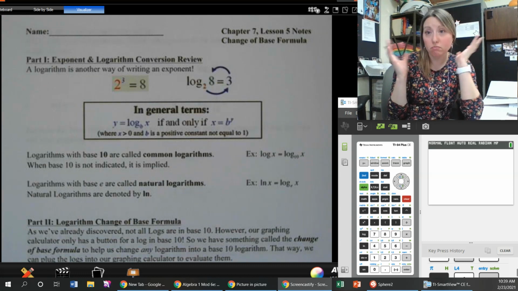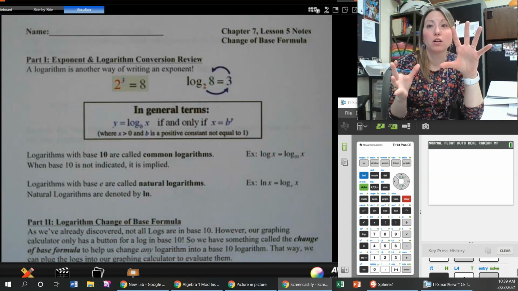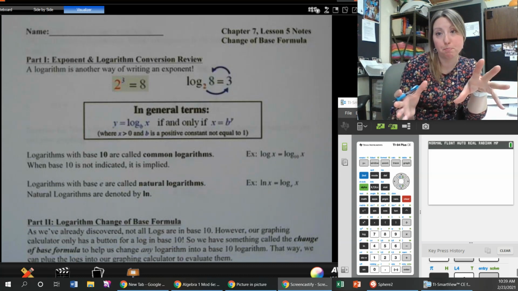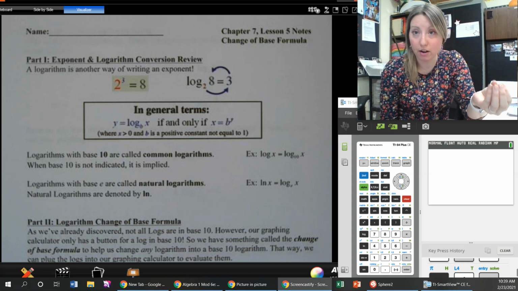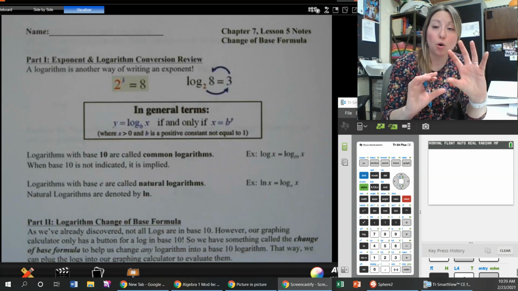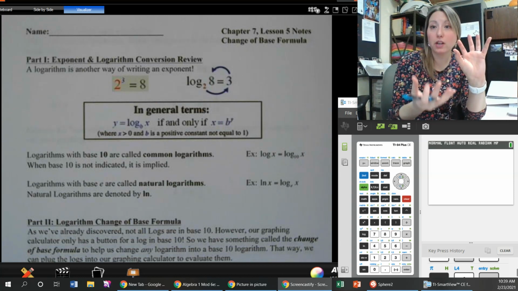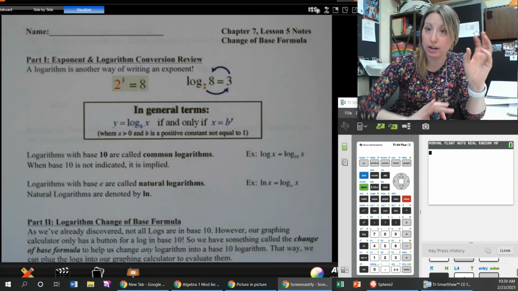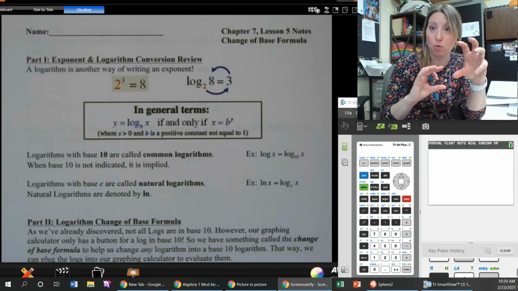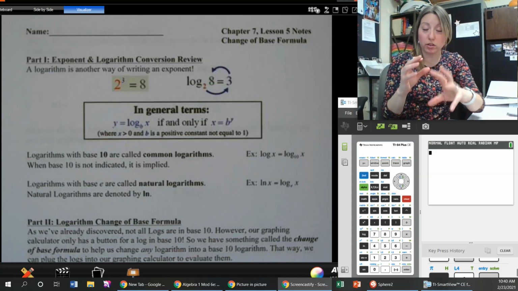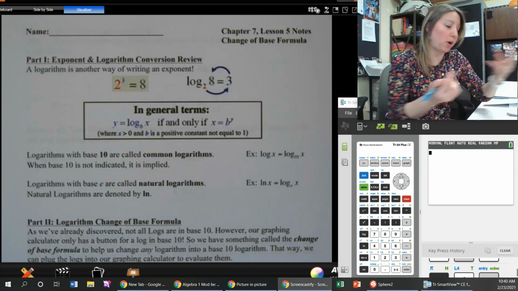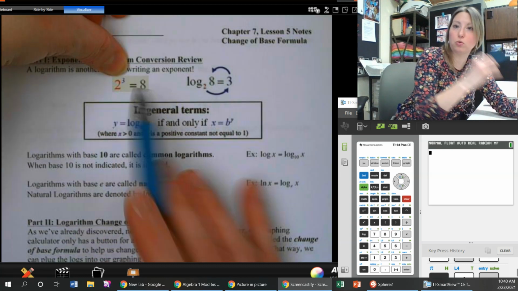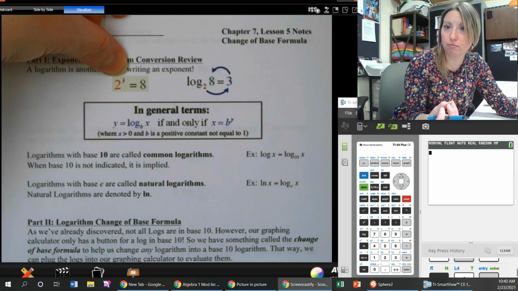Okay, so last time we looked at logs, we just got introduced to them. Another way of writing our exponents. Okay, so exponents can be converted into logarithmic form, and logs can be converted into exponential form, back and forth. And where the pieces go is what's so important to remember. So this is 2 to the third power equals 8. So there's an exponential equation, right?